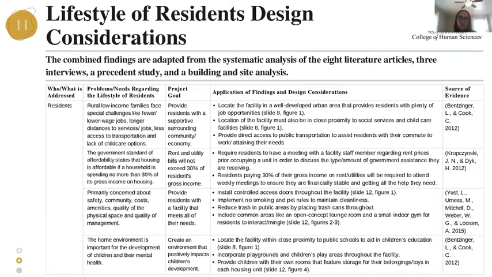The facility will address these needs by installing controlled access doors, implementing pet and smoking rules, and including common areas that promote interaction. Lastly, the home environment is important to the development of children and their mental health. In order to create a facility that positively impacts the lives of the residents' children, the facility will incorporate children's play areas to provide children with a space of their own.